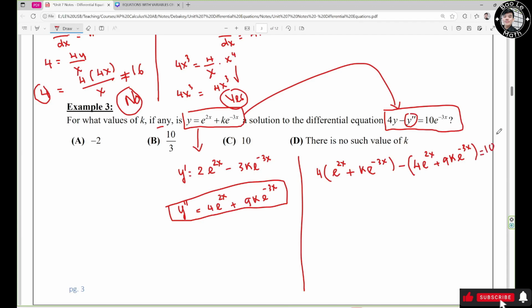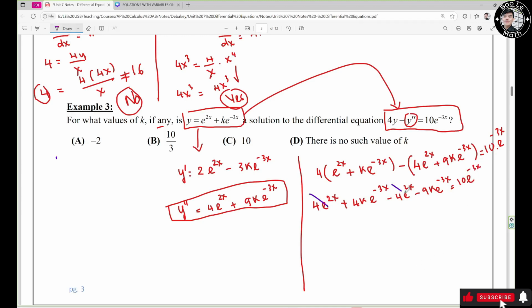Equals 10 times e to the negative 3s. Now I'm going to distribute this one, so it becomes 4e to the 2s plus 4k times e to the negative 3s, right? Now I distribute negative 1, so it will be negative 4 times e to the 2s minus 9k e to the negative 3s equals 10 times e to the negative 3s, right?